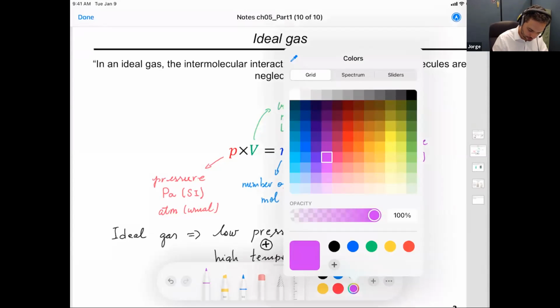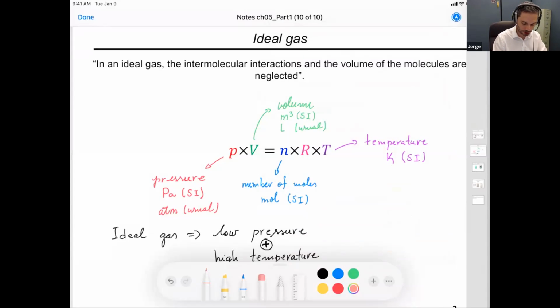And there is here a very special term in the equation, which is R. R is called the universal gas constant. Okay? Universal gas constant. And that will be given to you.